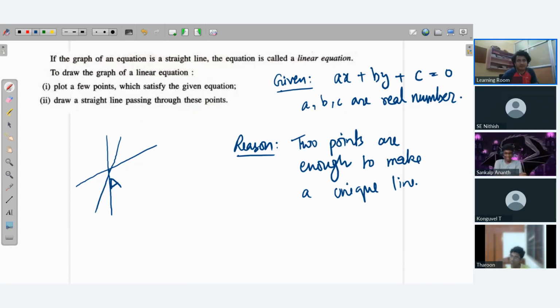Now I rephrase the question. How many lines pass through these 2 points together? Exactly 1, right? There is no other line which can pass through B and C and be distinct from this line which is drawn. That's why if I am sure that I have got 2 points which are falling on this line, then I just put the scale and draw the line with the pencil.